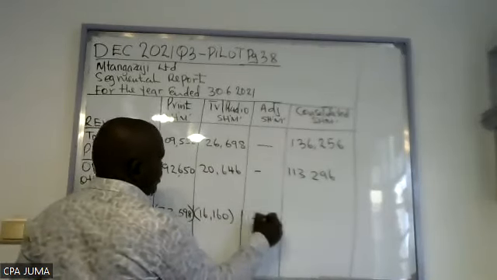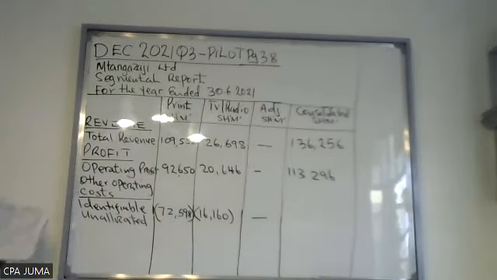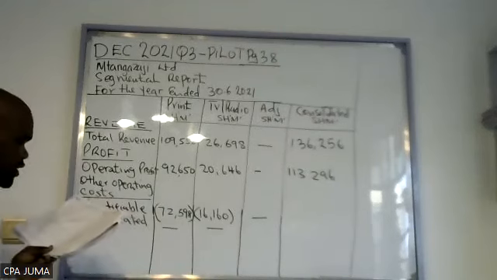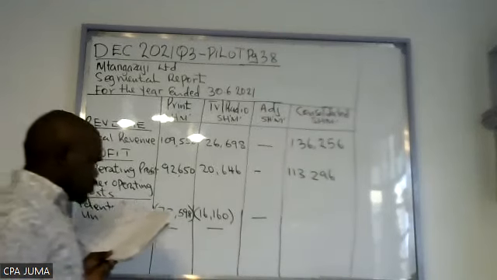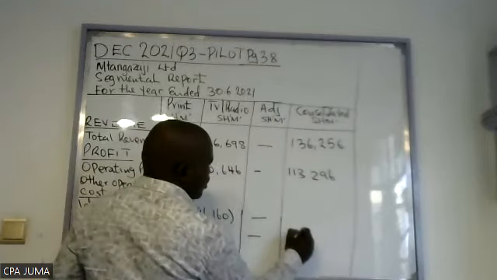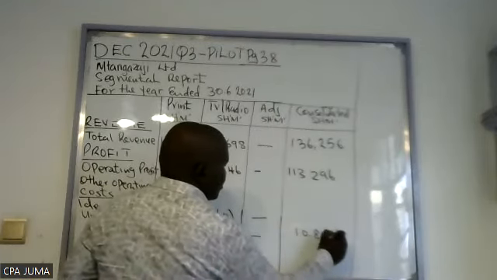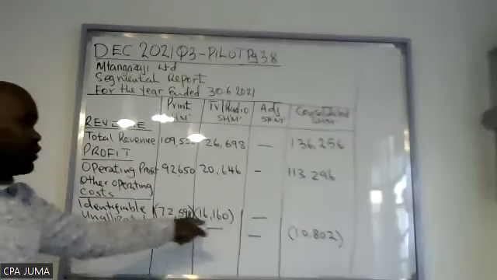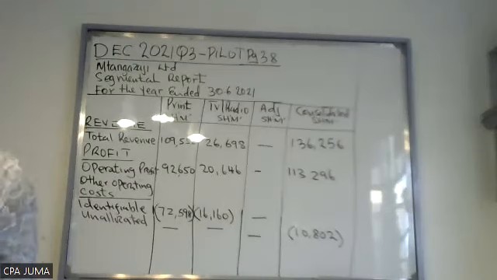Then you will give me the total. Then unallocated, you take it to the consolidated straight. So unallocated is 10,802. You take them to the far end. Add for me these two.